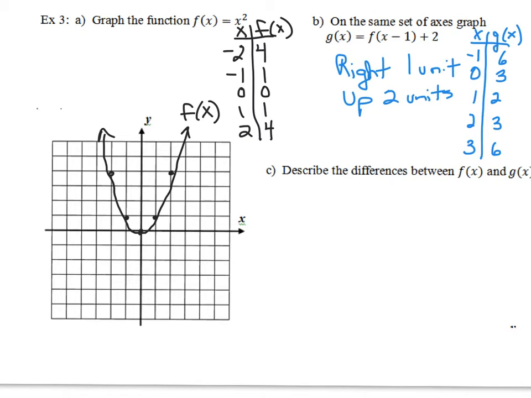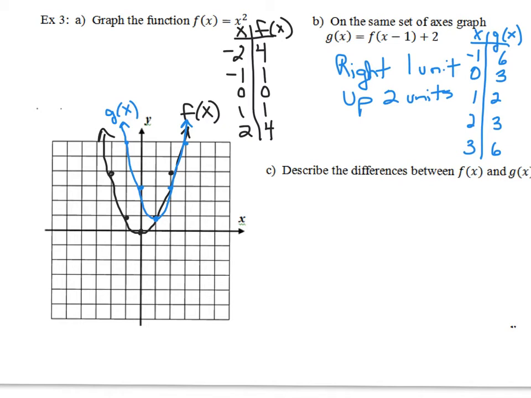So now take a minute and plot those points: -1, 6; 0, 3; 1, 2; 2, 3; and 3, 6. Connect those points to make our parabola and label the blue one g of x.